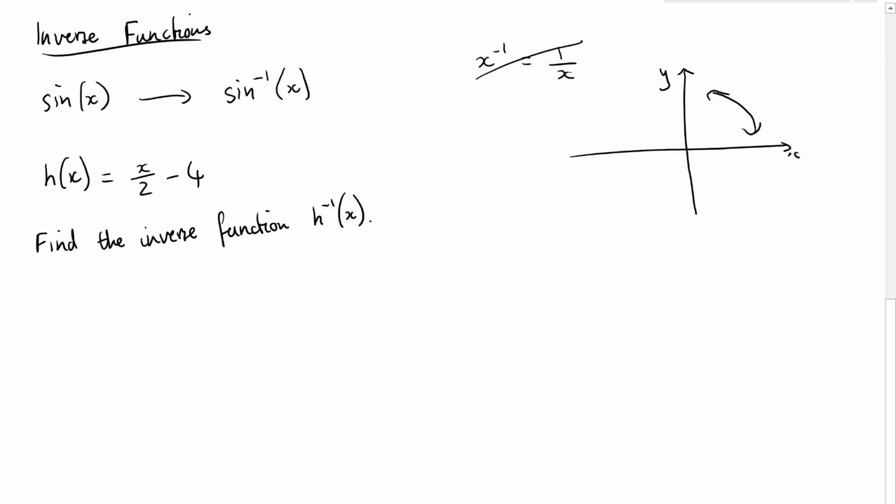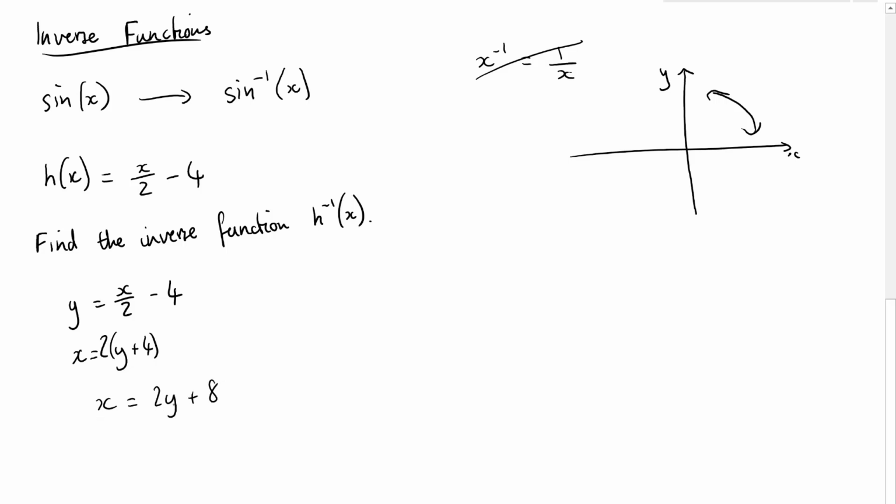Now the way we're going to do this, treat this h of x as a y, so let's just say y is equal to x over 2 minus 4. Now we want to rearrange for x, so if we rearrange for x, we're just going to plus the 4 across and then times by 2. So x becomes y plus 4 all times by 2, and so that means that x is 2y plus 8.